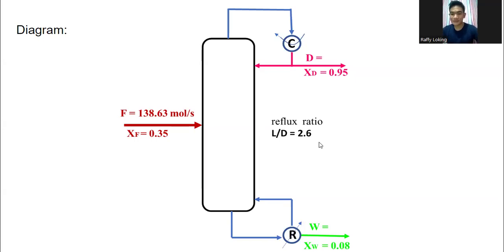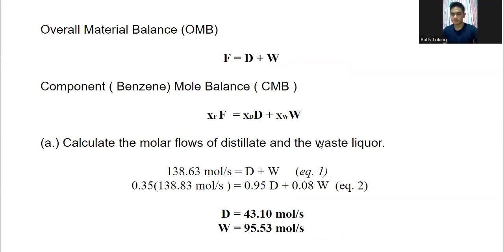So this is the diagram. The feed that enters the distillation column is 138.63 moles per second. And what we need to find here is the molar flow rate of the distillate and the waste liquor. To calculate the unknowns, we will use the overall material balance, F is equal to D plus W, and the component mole balance, x sub F times F is equal to x sub D times D plus x sub W times W.